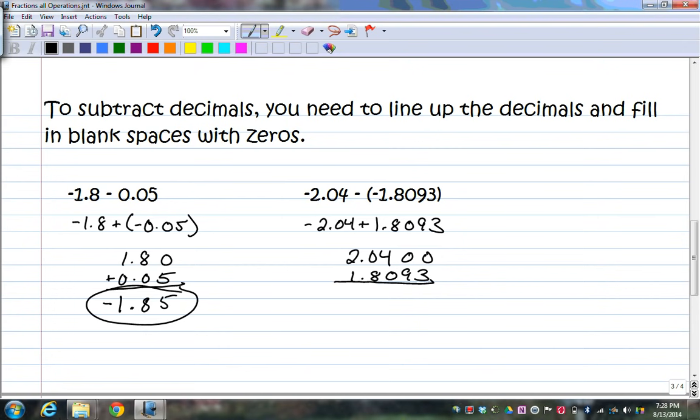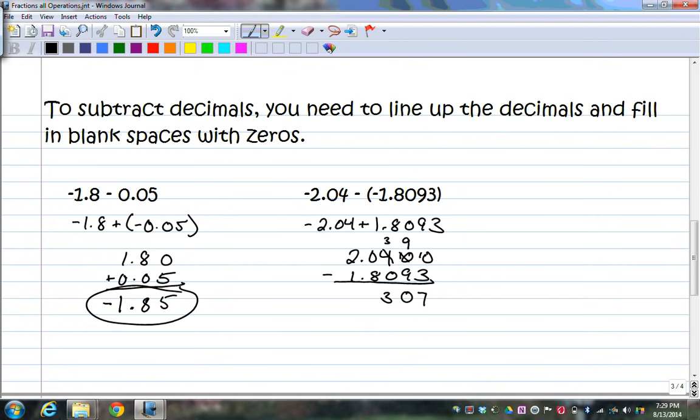And then my signs are different, so I'm going to subtract the numbers. I got a lot of borrowing to do here. So look at this. I need a 0, a 0, a 0. I'm going to start here. 4, this becomes a 3. This is a 10. I got to borrow again. That becomes a 9. This becomes a 10. 10 minus 3 is 7. 9 minus 9 is 0. 3 minus 0 is 3.